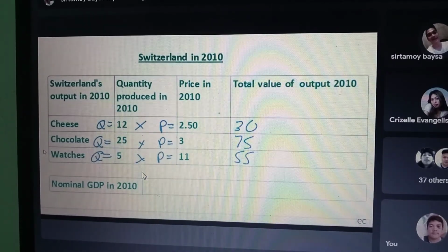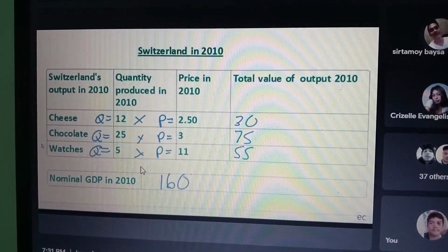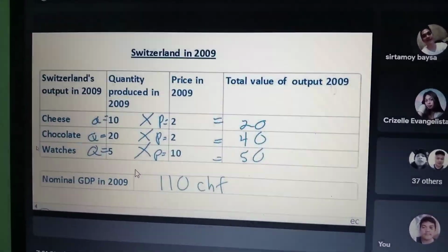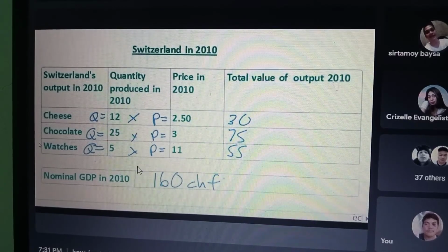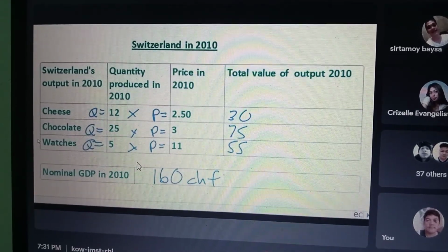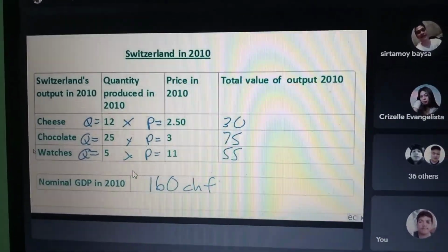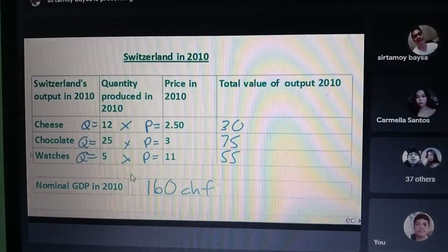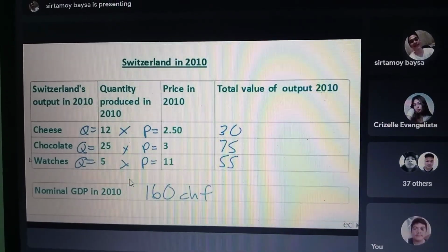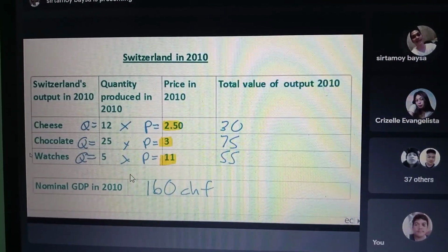If we add up the total market value of Switzerland's output in 2010, we see that Switzerland's nominal GDP would be 160 Swiss francs. Now, that's quite an increase from 110 Swiss francs in 2009 to 160 Swiss francs in 2010. Looking at these numbers alone, we might conclude that Switzerland's GDP increased dramatically, by approximately 45 or 50%, in fact. However, this rate of growth of GDP overstates the true increase in the amount of goods and services produced in Switzerland, because much of the increase in the nominal GDP is accounted for by the higher prices for Swiss goods in 2010 compared to 2009.